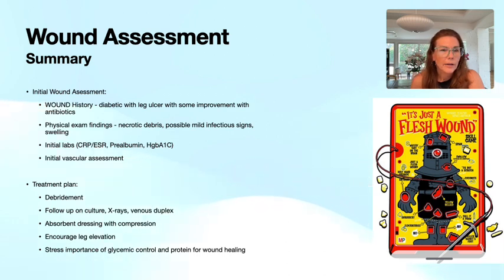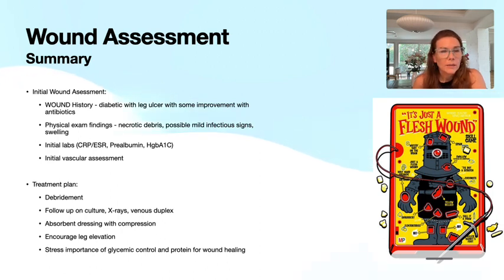So to kind of come up with our treatment plan, I definitely want to debride this wound to get it as clean as possible, get all that debris off of it. Once I've gotten it clean, then it's appropriate to get a culture. I'm getting x-rays because she's diabetic, it's had the wound more than 1 month, and I'm going to order a venous duplex just to see if she has any valvular insufficiency that's contributing to her leg swelling.